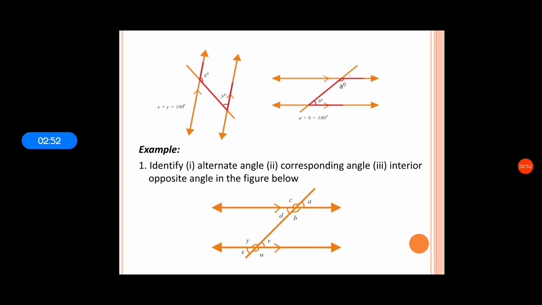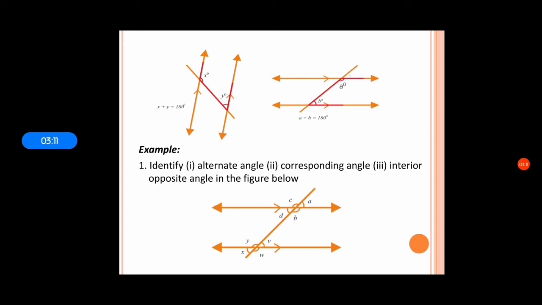Now the next one is our interior opposite angle. So we have just 2 interior opposite angles because they are inside. We have the angles inside here, B and V, then D and Y. So our B plus V equals 180 and our D plus Y equals 180.